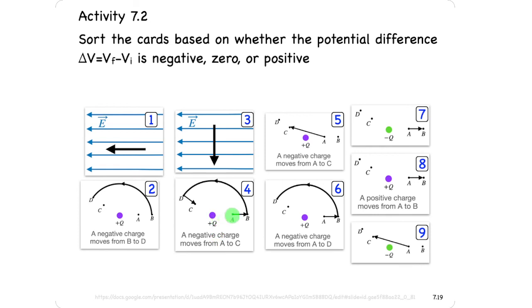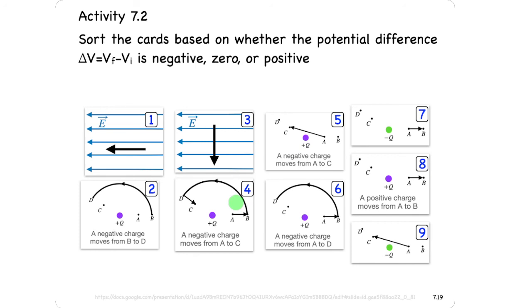Let's check this out. When we go from A to B, we're going along a field line, which means the potential is going down. When we go from B to D, we're not changing the distance from our charge, so the potential energy is not going up or down, which is why 2 is 0. And then from D to C, we're going against a field line. So the potential is going up by the exact same amount it went down from A to B, assuming that A and C are equidistant from our center. So that tells me that 4 must be 0.